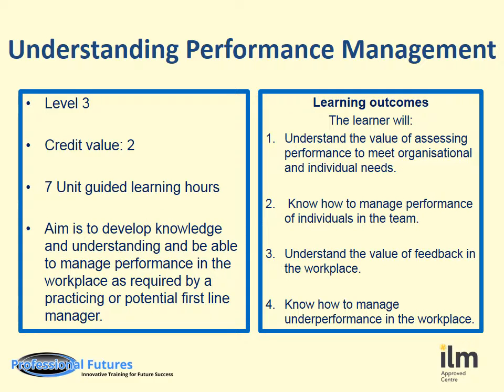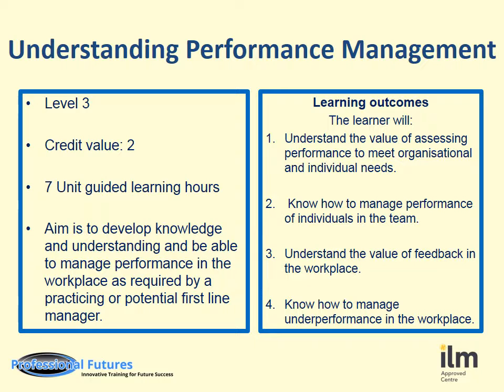The Understanding Performance Management module is a Level 3 module, and as such this carries a credit value of 2. There are 7 unit guided learning hours associated with this module, and that means that you can expect to spend at least 7 hours learning about the topic and gaining understanding before you embark on your assignment. The aim here is to develop your knowledge and understanding and for you to be able to manage performance in the workplace as required by a practicing or a potential first-line manager.